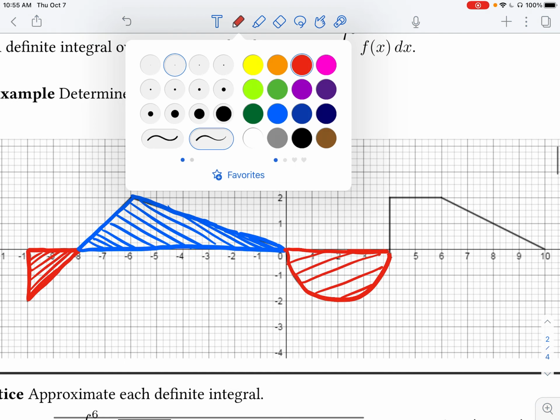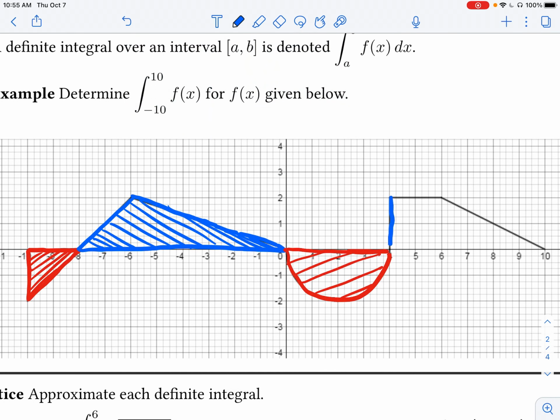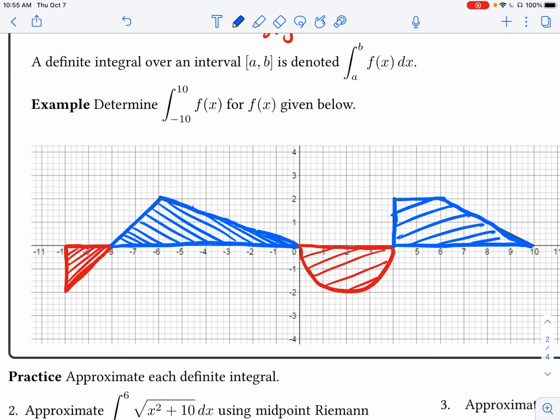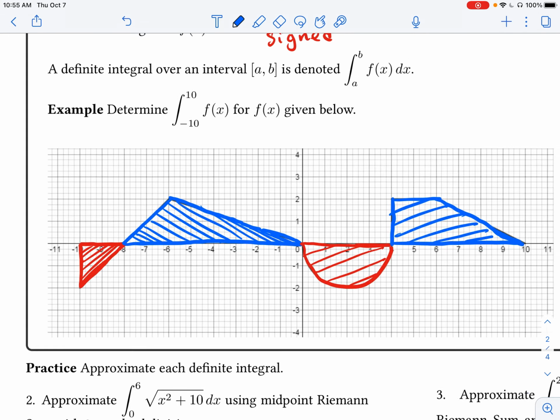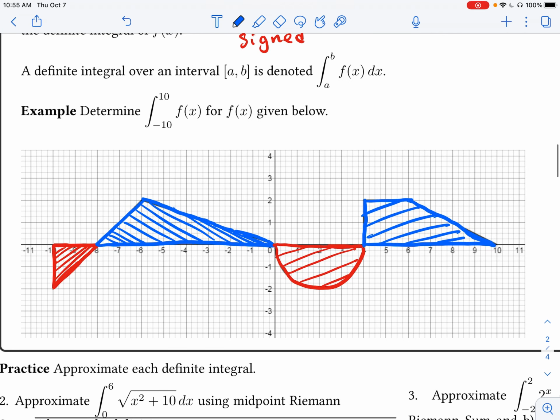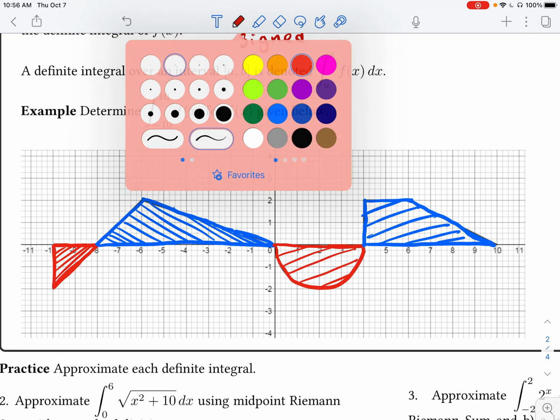And this final one over here, let's identify that it is indeed a trapezoid, and it's above the x-axis, so we are going to have a positive area. Okay, so let's find the exact area enclosed between the function and the x-axis, taking into account the sign, both positive and negative area. Let's start with this triangle here.